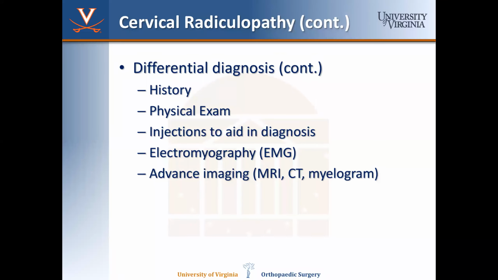And then MRI, CT myelogram. Sometimes MRI and CT are complementary tests. The MRI is good at showing the cord and the nerves and soft disc herniation. CT and CT myelogram are good for any osteophyte or bony component of stenosis.